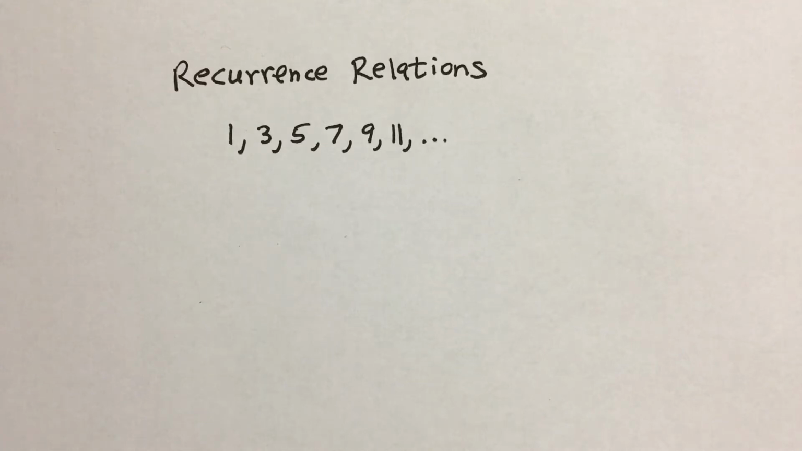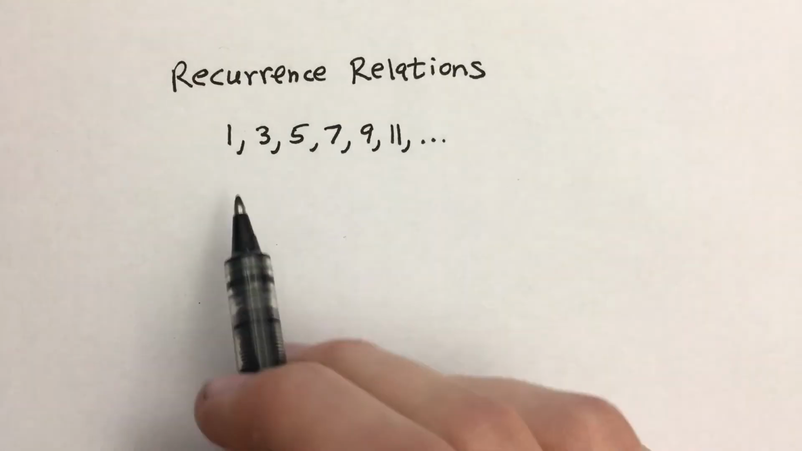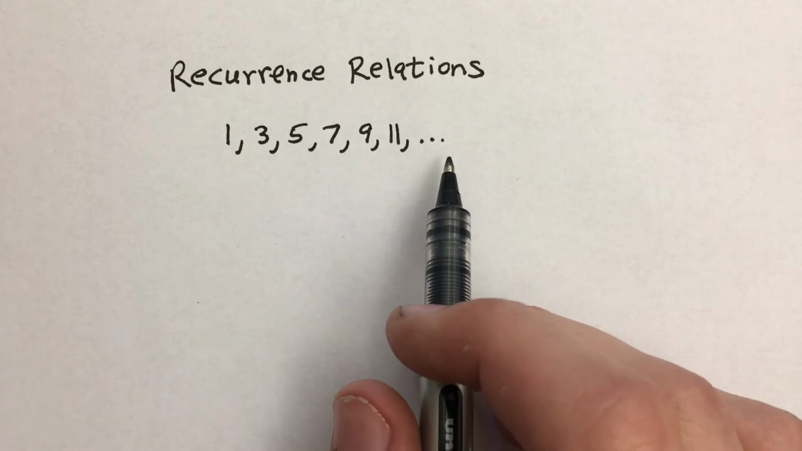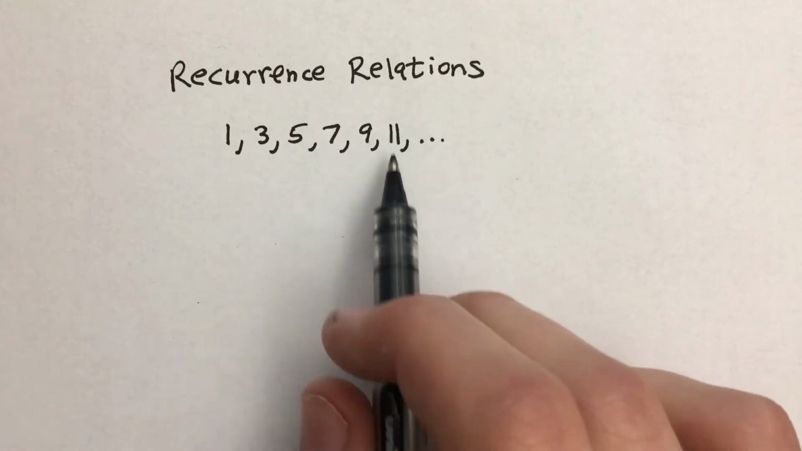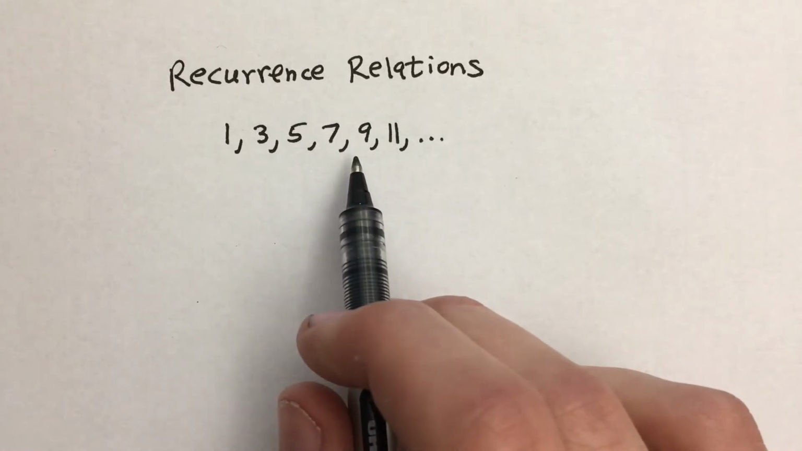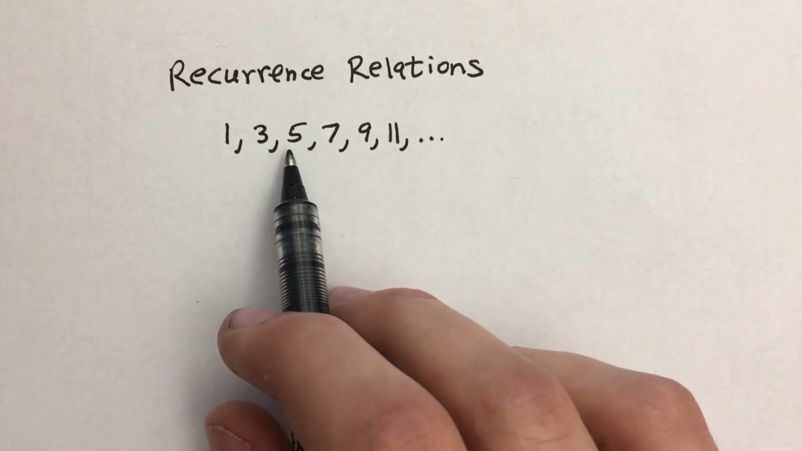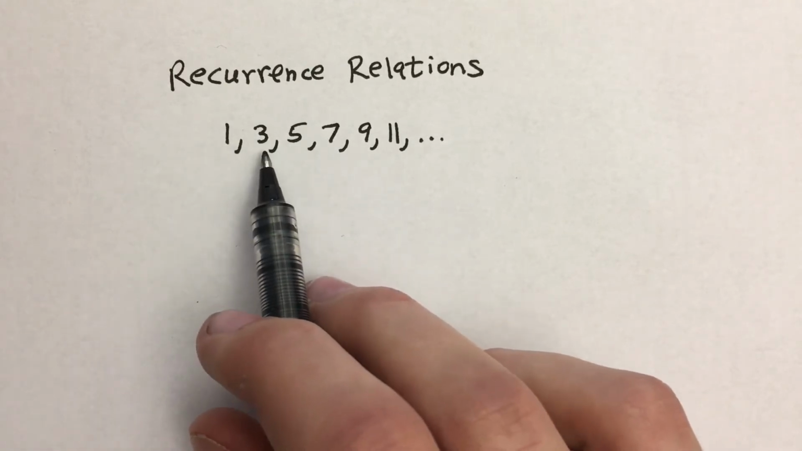So in this video, I want to talk about recurrence relations and really just what is a recurrence relation. A recurrence relation is a way for us to write a sequence in a recursive way, which means we want to be able to define this term by the term that comes before it in the sequence. And you may notice here that each term is 2 units more than the term that comes before it.